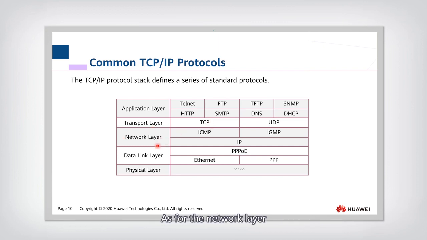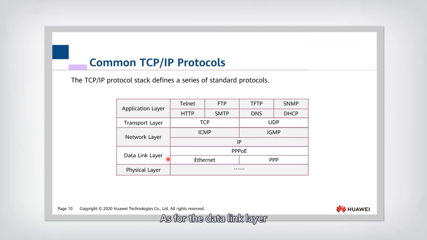As for the network layer, all the network devices need to run the IP protocol, the Internet Protocol. This is the key of the TCP/IP protocol stack, or the Internet. And above the IP protocol, there are two management protocols. One is the Internet Control Message Protocol, which sends control messages. And another one is the Internet Group Management Protocol. It manages the multicast groups.